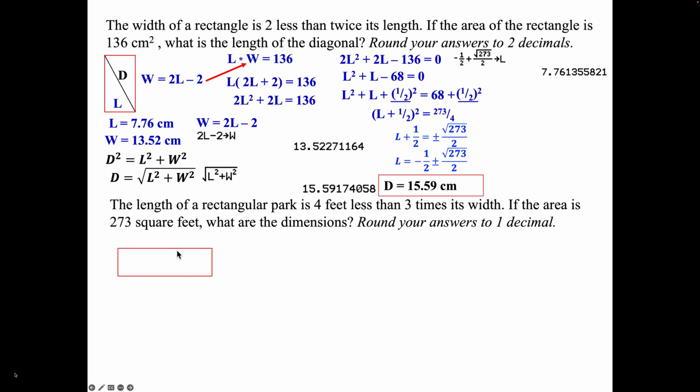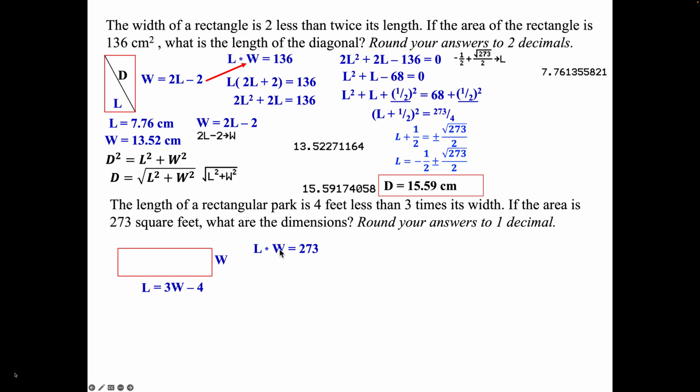So I'm going to draw a rectangle, and the length is supposed to be 3 times its width, then minus 4. So 3W minus 4 is the length written in terms of W. Well, just like we saw up here, length times width was the area 136. Now we're going to go length times width equals 273.